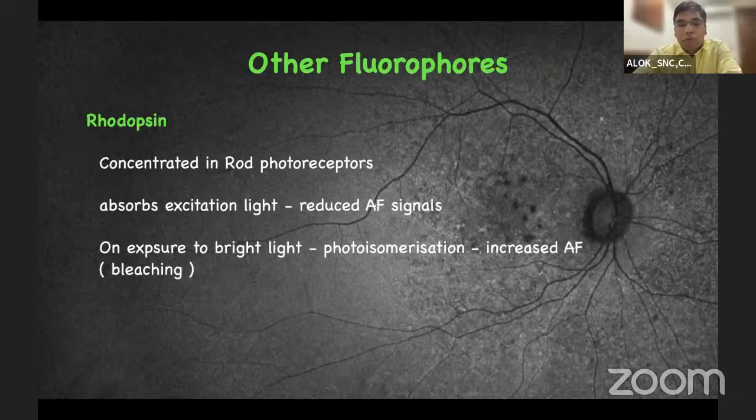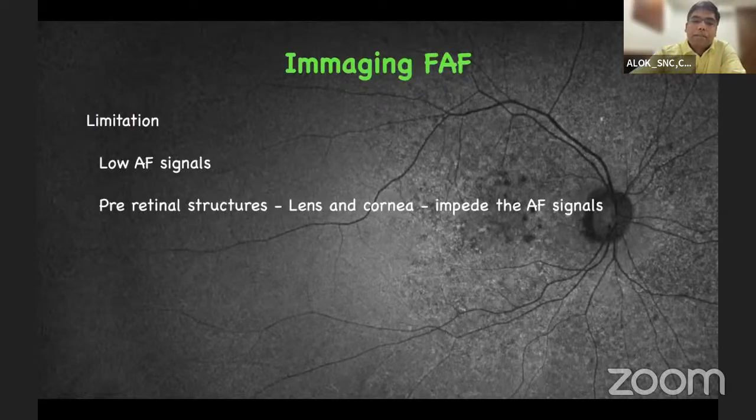Another fluorophore which is there in the retina is rhodopsin, which is concentrated in the rod photoreceptors. And this also absorbs excitation light and reduces autofluorescence signals. However, on exposure to bright light, this rhodopsin photoisomerizes, and this reduces the absorption of excitation light by rhodopsin and increases the autofluorescence. And this is what is known as bleaching effect. So we'll see how this affects the autofluorescence in future slides.